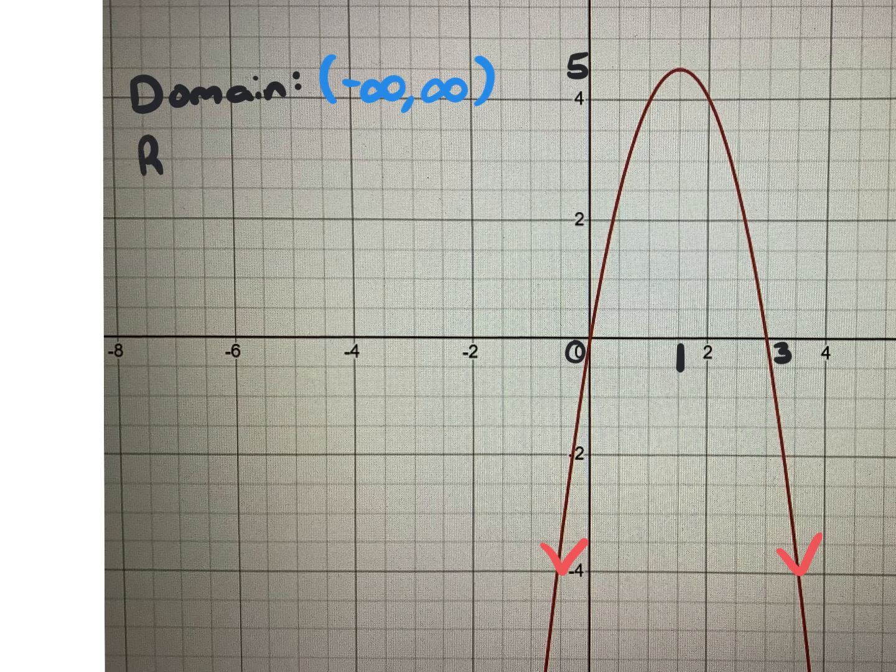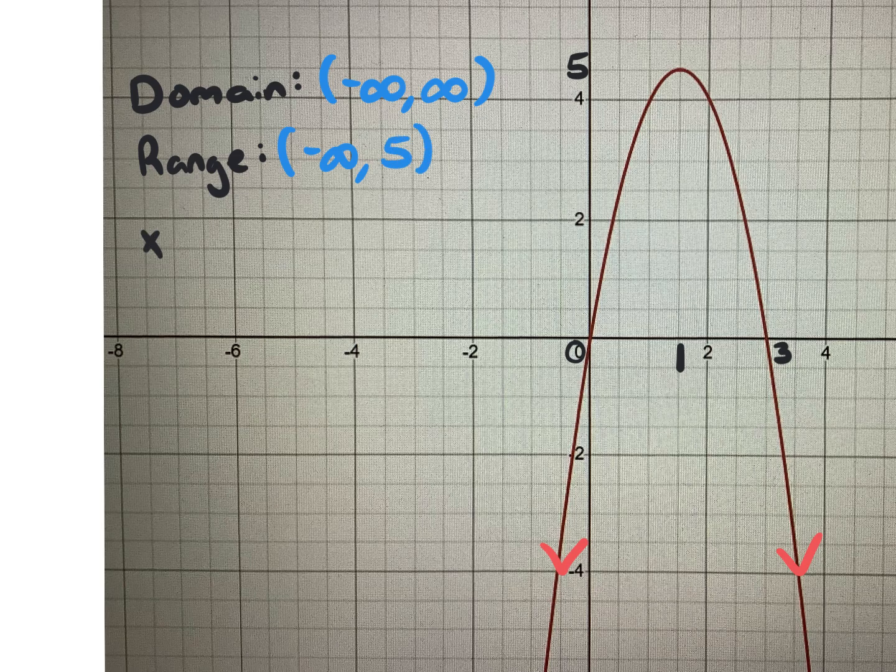Next one is range. Range was a little tricky on this one. What values are we working on for range? Y values. So up and down. What is my smallest y value? I heard it. Negative infinity. What is my, on the y-axis, what is my highest y value? What's this y value? Yep, we want y values, so that would be 5.